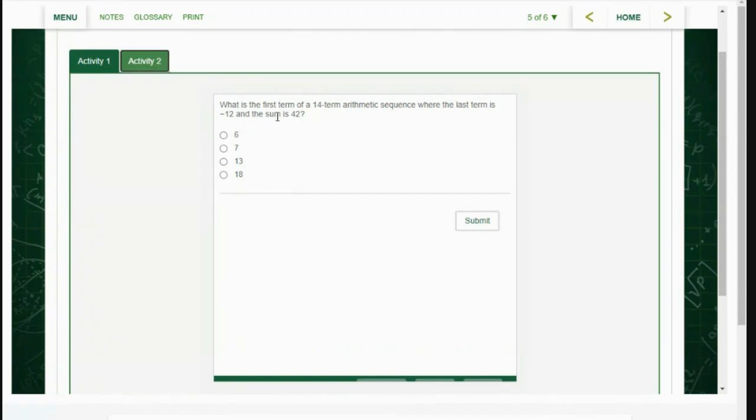What is the, this is a little different way. What is the first term of a 14-term sequence where the last term is -12 and the sum is 42? Oh, that's a good one. I like that. Maybe we should work that one together on paper just to practice that. So what's the first term? a sub 1 equals what, when we know that a sub 14 is -12, and we know the sum equals 42? Okay, let's work that one together just because they gave us a little twist here.